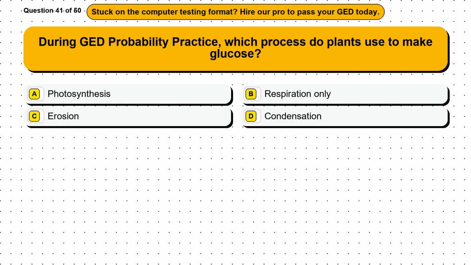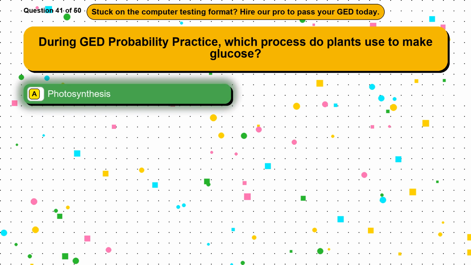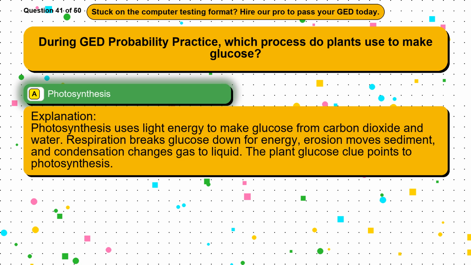Question 41. During GED probability practice, which process do plants use to make glucose? Option A, photosynthesis. Option B, respiration only. Option C, erosion. Option D, condensation. The correct answer is option A, photosynthesis. Photosynthesis uses light energy to make glucose from carbon dioxide and water. Respiration breaks glucose down for energy, erosion moves sediment, and condensation changes gas to liquid. The plant glucose clue points to photosynthesis.